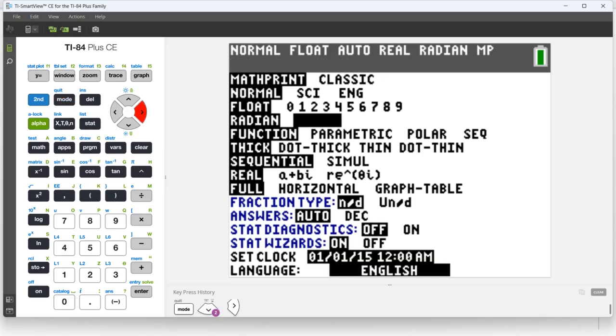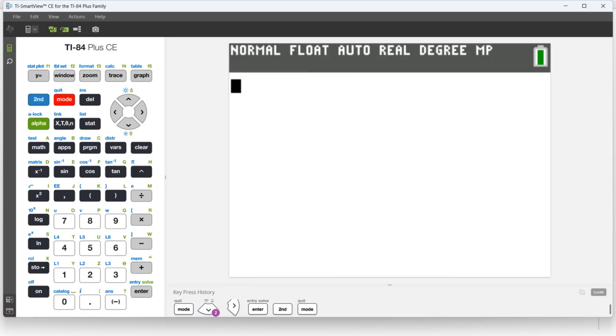So mine, like I said, is not. Yours probably is, but you want to just double check. So if degree is not highlighted, you have to go over to it, press enter. Now I want to get out of this screen. I get out of this screen by pressing second mode to quit. I'm back at my home screen. And what I want is cosine inverse of 4/10, or 0.4 would also work.